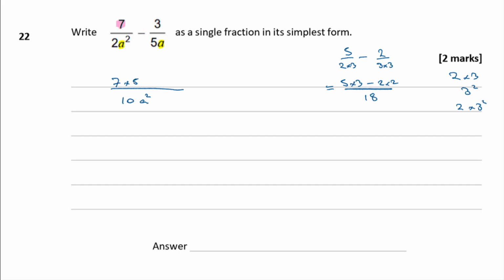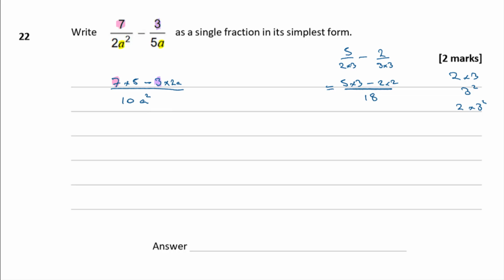And then I'm going to subtract the 3 there, multiplied by however many times 5a goes into 10a squared. Now 5a goes into 10a squared 2a times, so I'm going to multiply that by 2a. Okay? So you take the values in the numerator and you multiply it by how many times the original denominator goes into your common denominator. That's how it kind of works.